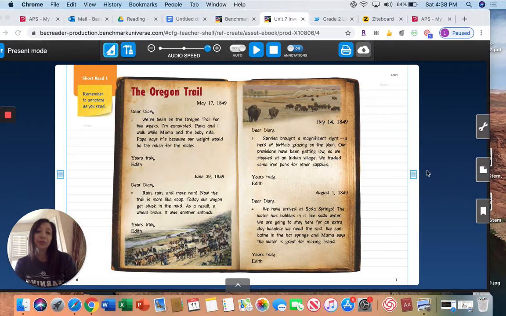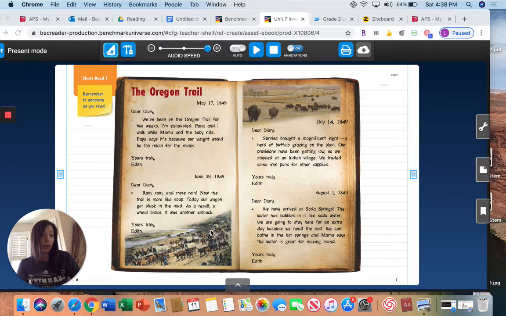And when we read the Oregon Trail today, we're going to underline key details. Remember, key details are the most important details of the story that help us understand the story. Those key details will help us figure out the main idea of a story or text. So in this story, the Oregon Trail, I can tell that it's written in a journal format just looking at it, because I see dates over here and I notice that they are writing Dear Diary. So it's a diary format.